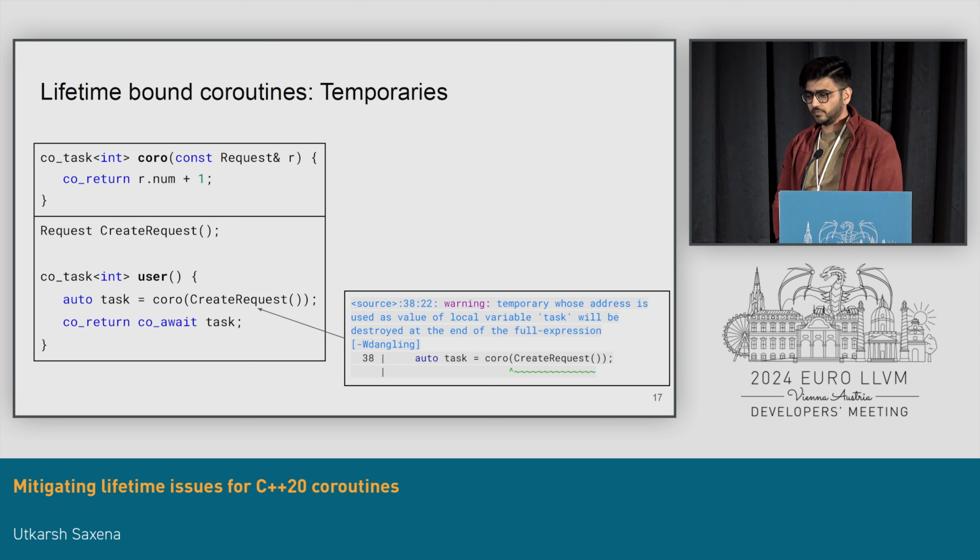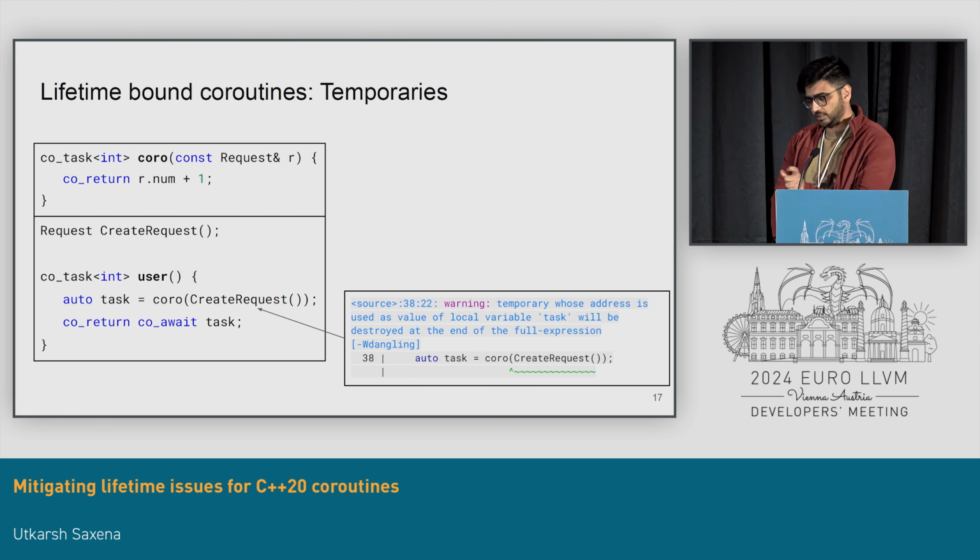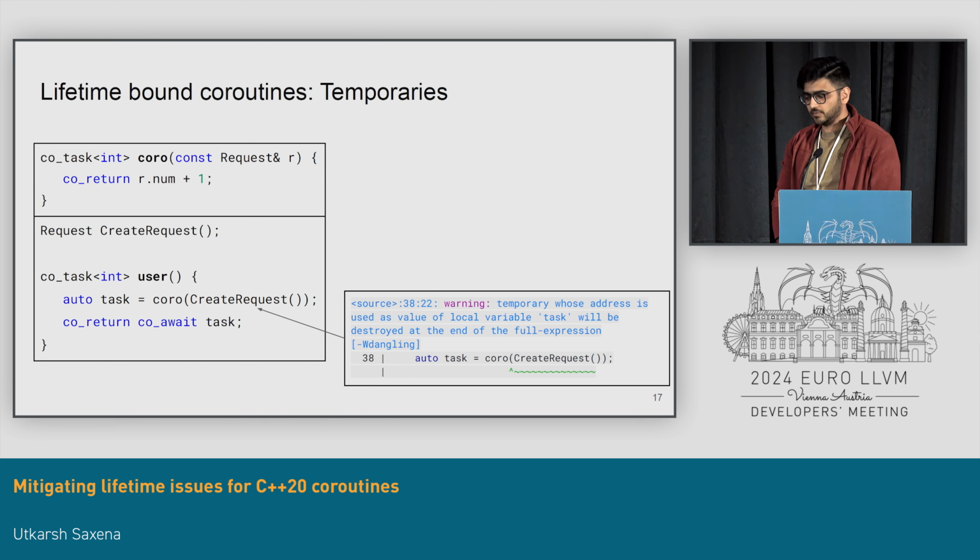And similarly for temporaries, if you are going to use a temporary to call a coroutine and store it somewhere, Clang would be able to identify that you are using a created request temporary here, which would die after the first statement, while the task that is being initialized here lives longer than the first statement. It lives in the local scope of the user object. And it identifies that the task lives longer than the argument which was lifetimebound. And this way we basically identify all the issues.